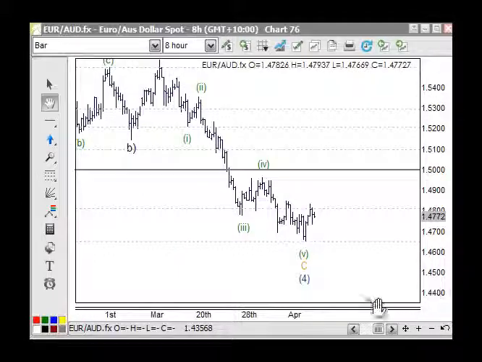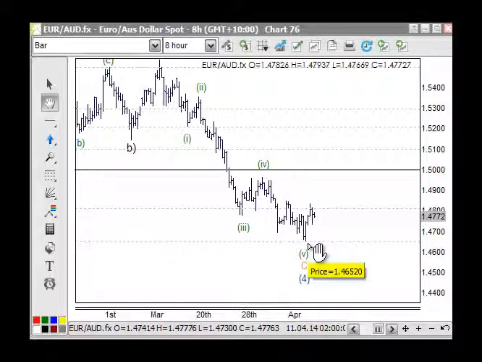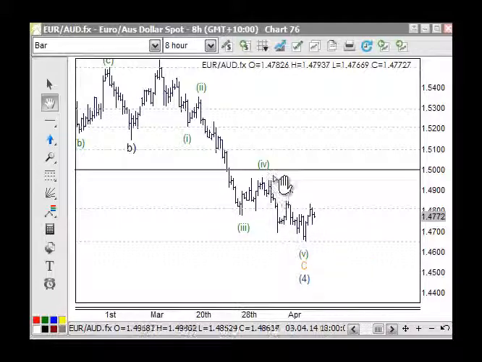So when we look at this here, I thought I might have had it here as such, because we had a rough looking 5 wave structure down through from this last high here.